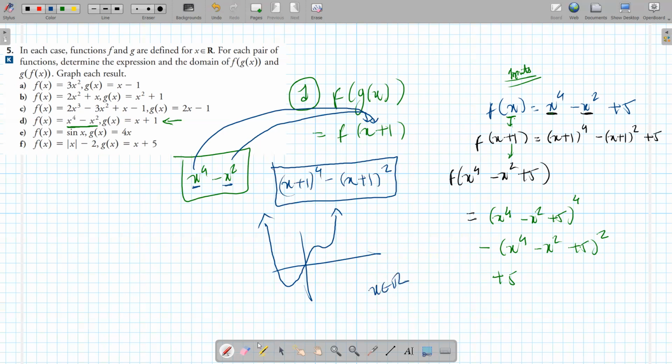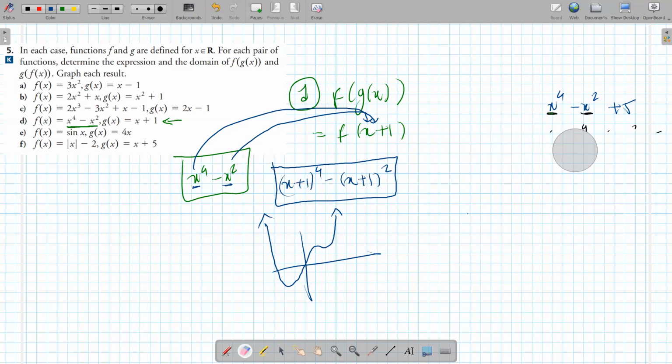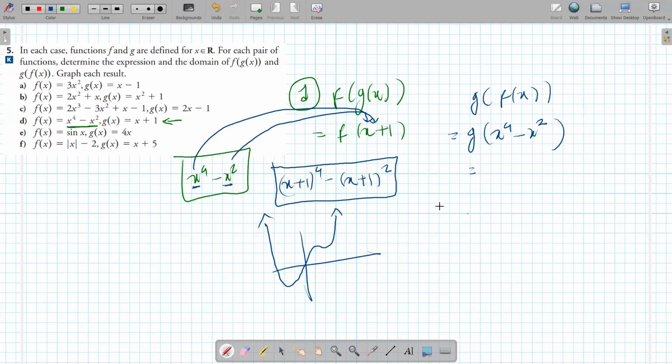Now let's flip it the other way around. So that was f of g of x. Let's try g of f of x. So g stays on the outside. f of x is x to the 4 minus x squared. If g of x is x plus 1, what is g of x to the 4 minus x squared?